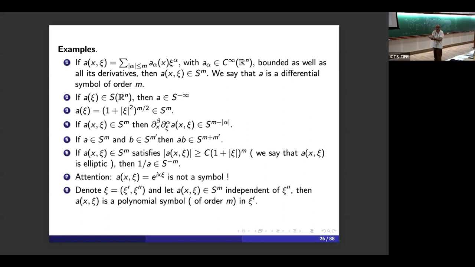Also, a symbol cannot be independent of a part of the spectral variables. If A of X and Xi is, for instance, independent of Xi second, it's not a symbol. No. It's necessarily a differential symbol with respect to Xi prime. It's a polynomial in Xi prime.